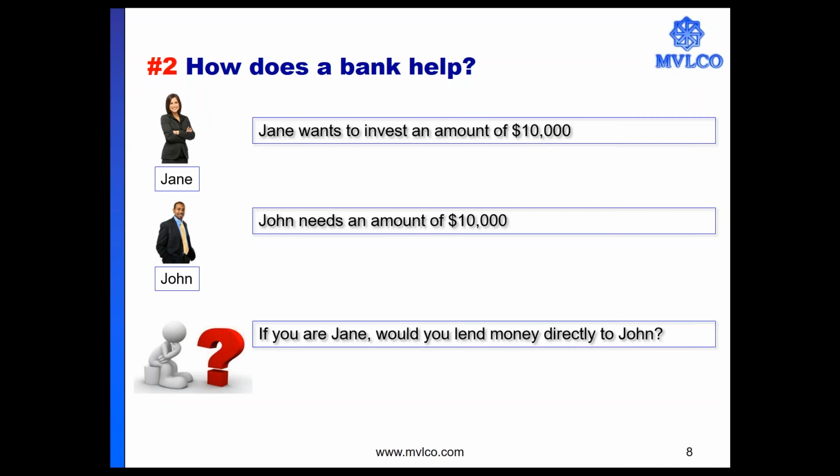The second point we spoke about is risk. Jane does not know whether John has the necessary capacity to repay that money. This is called credit risk. So the second kind of risk which comes in this transaction is the credit risk.